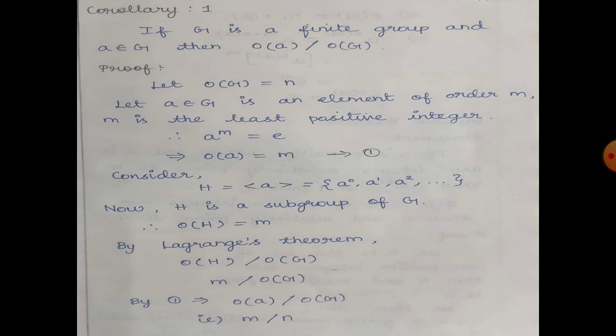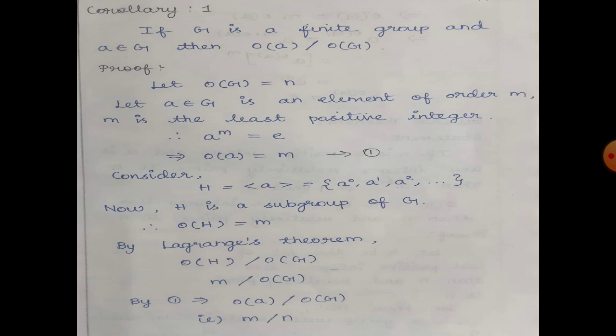So, listen carefully. The order of the group G will be n, and the order of the element a belonging to G is equal to m. Let the order of G be n, and let a belonging to G be an element of order m, where m is the least positive integer. Therefore, by the definition of the order of an element, a to the power m is equal to e, which implies the order of a is equal to m.